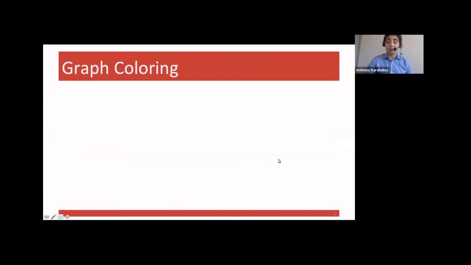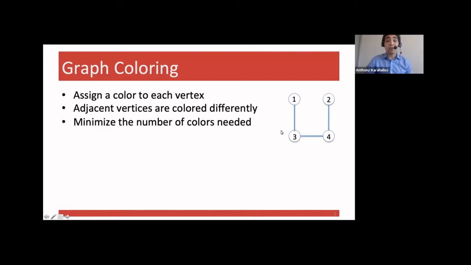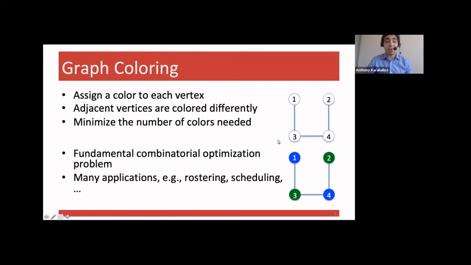The graph coloring problem is defined as: given a graph of vertices and edges, use the minimum number of colors such that each vertex is assigned a color and no two adjacent vertices have the same color. On the bottom right, we have an example of a solution for this graph, and there are many applications to this problem such as scheduling and rostering.